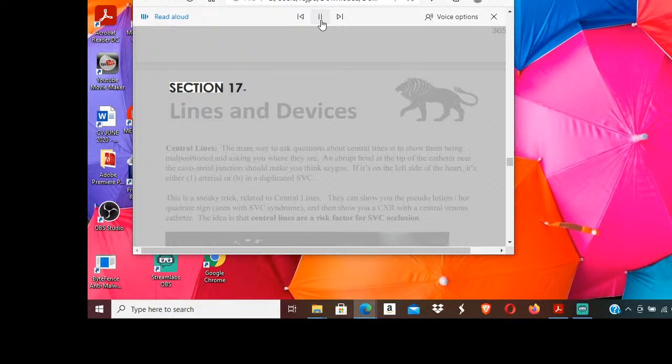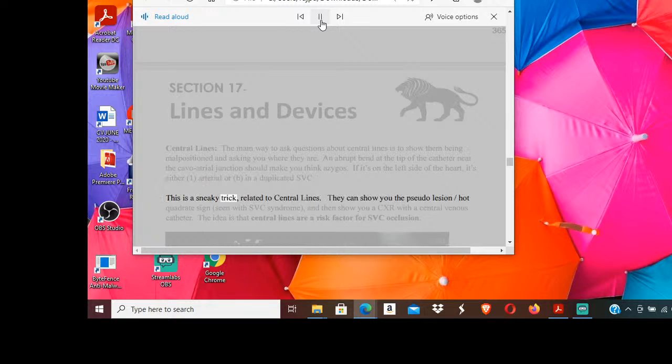365. Section 17. Lines and devices. Central lines. The main way to ask questions about central lines is to show them being malpositioned and asking you where they are. An abrupt bend at the tip of the catheter near the cavo-atrial junction should make you think azygos. If it's on the left side of the heart, it's either A, arterial, or B, in a duplicated SVC.